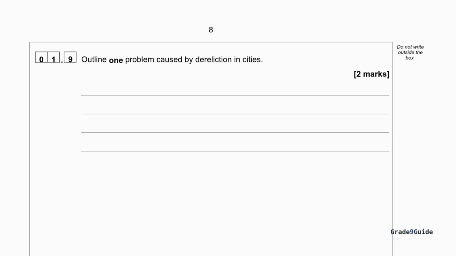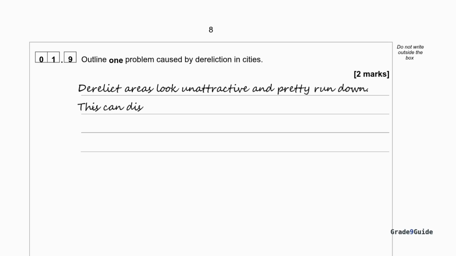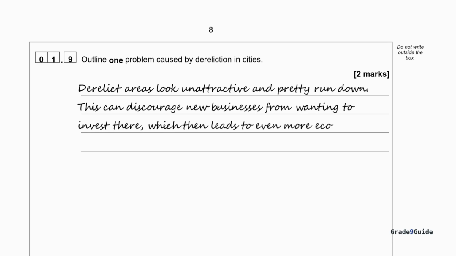Okay, we're now looking at urban change in the UK for the next 2 questions, 1.9 and 1.10. Question 1.9 says, outline one problem caused by dereliction in cities. So, we need a point and then a little bit of development. A great answer would be something like, derelict areas look unattractive and pretty run down. This can discourage new businesses from wanting to invest there, which then leads to even more economic decline.